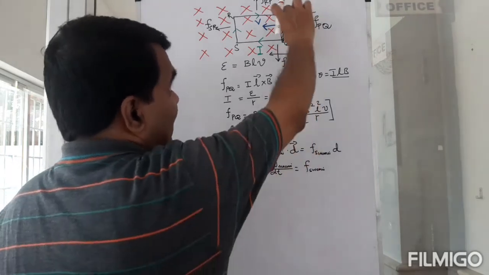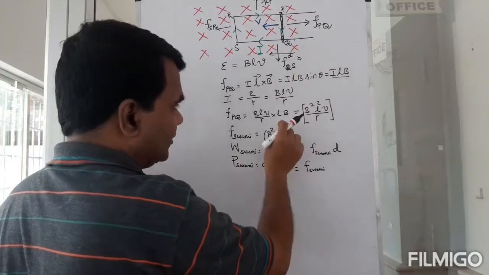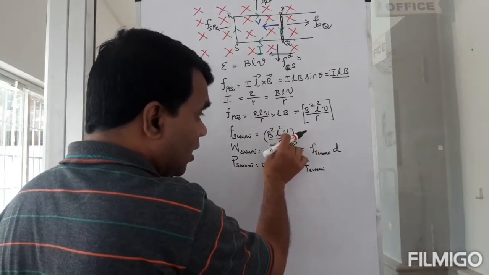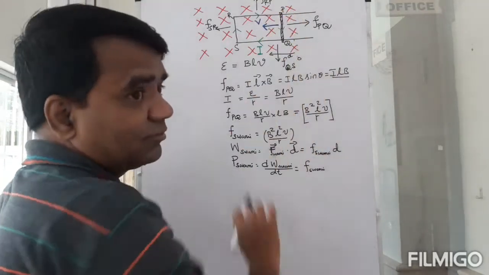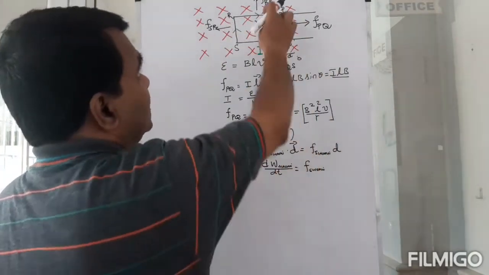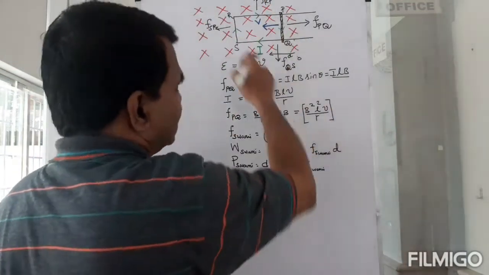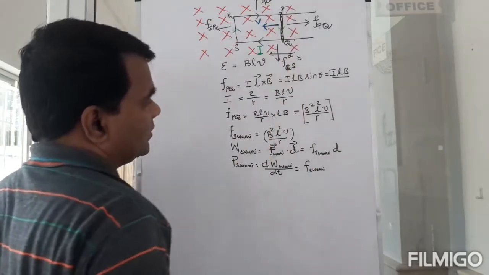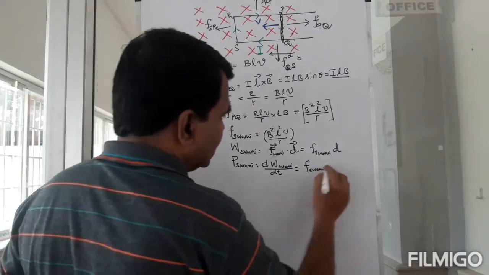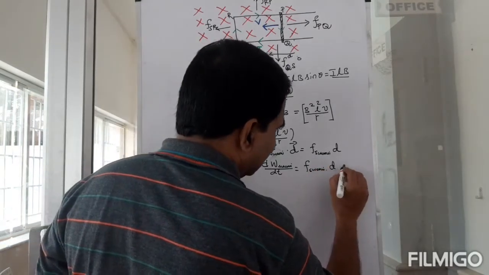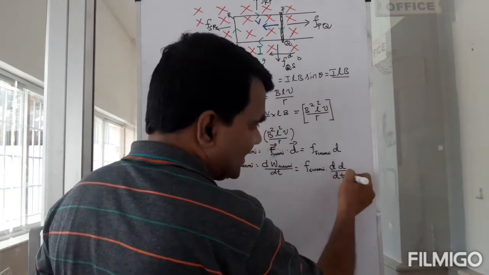B is a constant, L is a constant, V is a constant because we are not changing the speed, and R is a constant because that's the resistance in the circuit. We assume that these rails don't have any resistance, only this conductor has some resistance. So that's the reason. So that will remain constant. Okay, F into now dx by dt.